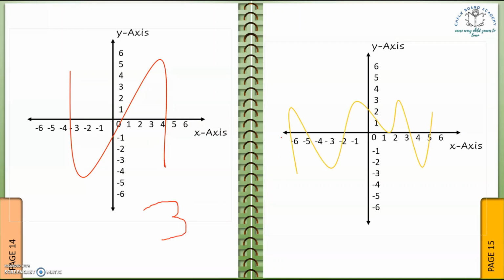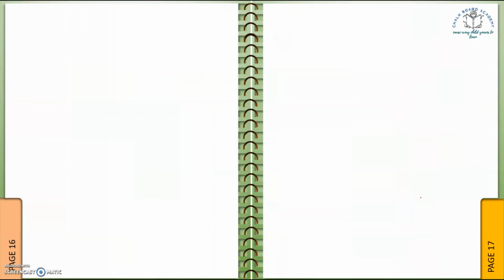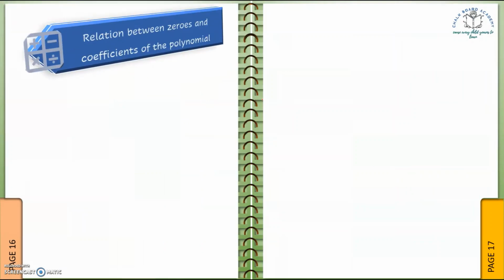Moving forward, in this example, let's count how many zeros are there. So you can see this point 1, then this point 2, then this point 3, then here 4, then 5, and then 6. So it has 6 zeros. So in total this figure has 6 zeros. Here we can understand that the number of intersections an equation is able to make on the x-axis is the number of zeros.